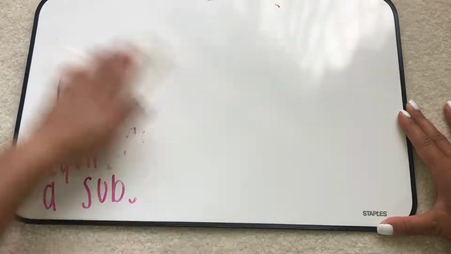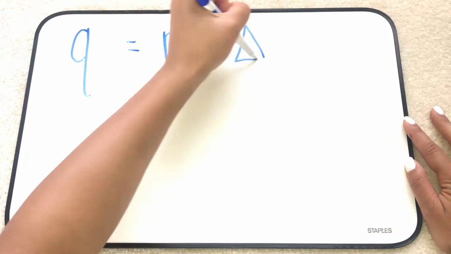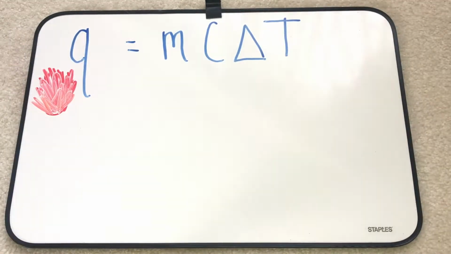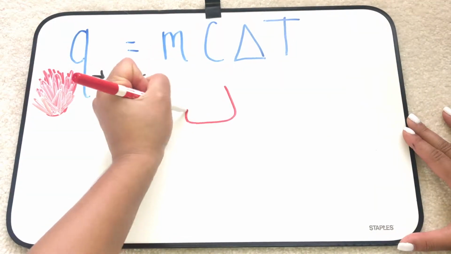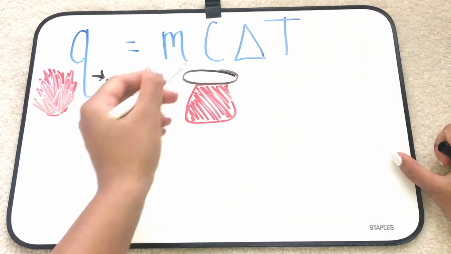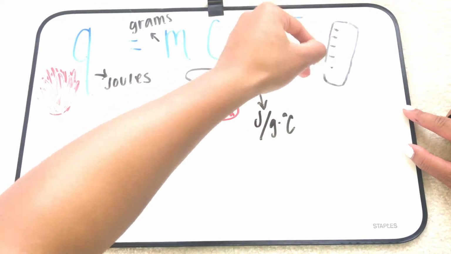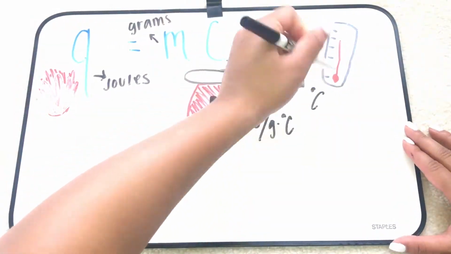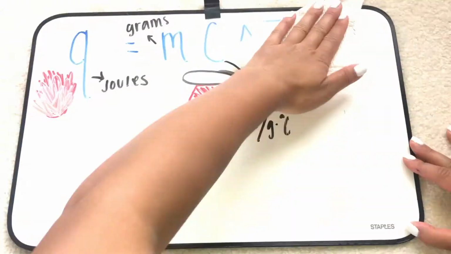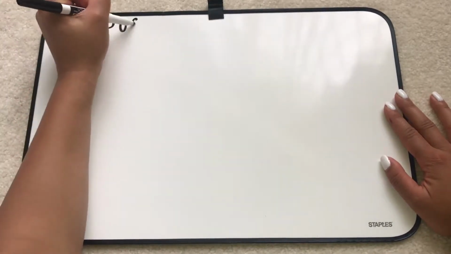The equation Q equals mc delta T, where Q is the amount of heat in joules, m is the mass of the substance in grams, C is the specific heat capacity in joules divided by grams degrees Celsius, and delta T is the temperature change in degrees Celsius, or Kelvin. The following example utilizes this equation.